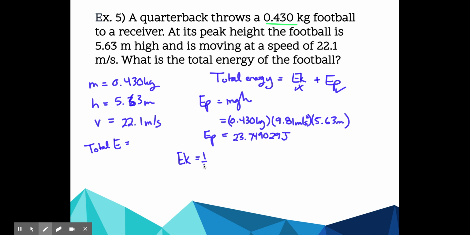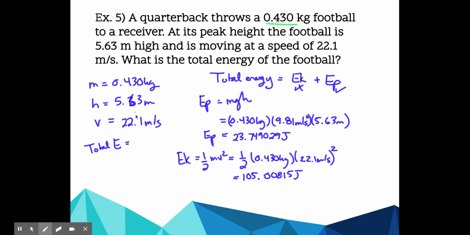EK, 1/2 mv squared. Mass is 0.430 kilograms. And velocity is 22.1 meters per second. We have to square that whole 22.1. And so I should get 105.00815 joules. So my total energy is EK plus EP because energy is constantly being converted.